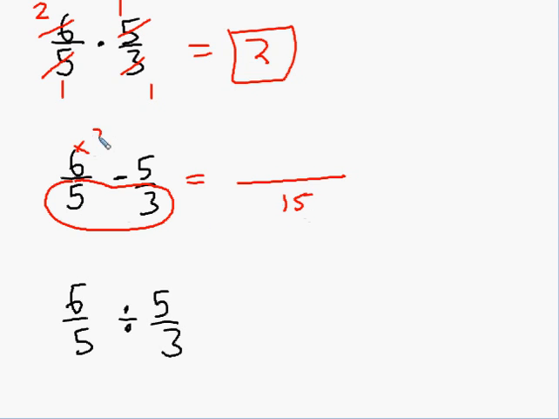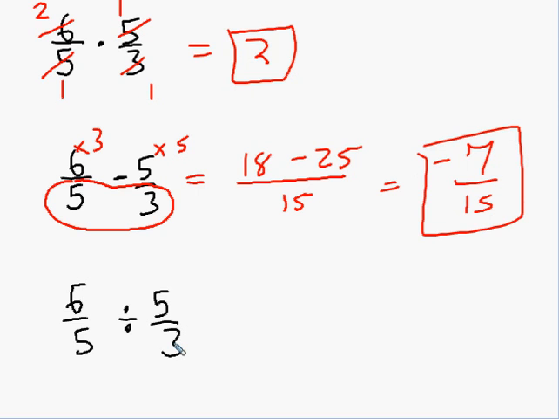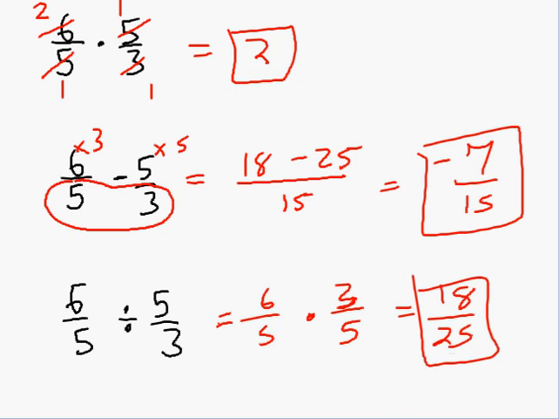So multiply that one by 3 and that one by 5. 18 minus 25, and that will be -7/15. Right here, keep flip change, so I have 6/5 times, that should be a 3/5. No canceling, and so I get 18 out of 25, and that's good.